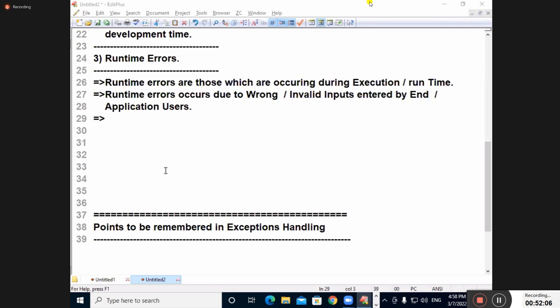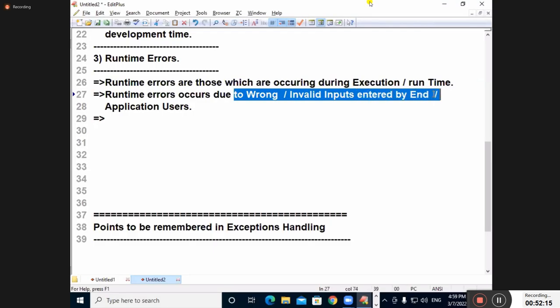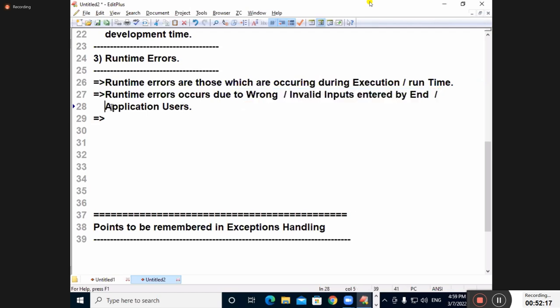Alternatively, I'm trying to give you the concept here. Runtime errors are those occurring due to wrong or invalid inputs entered by the end user, the application user. Last and final: two things are there, programmatically and default. By default, what type of messages will come? Technical error messages will come.